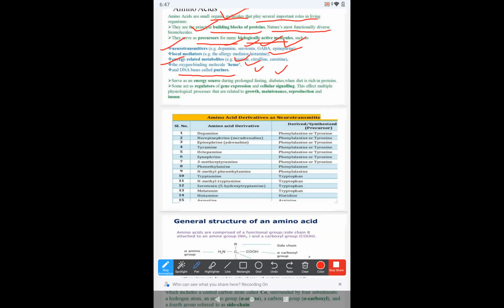I already told you, no. So in the Krebs cycle pathway, amino acids are precursors for other biosynthetic pathways. So the amino acids also play a very important role as precursors for other metabolic processes. Got it?